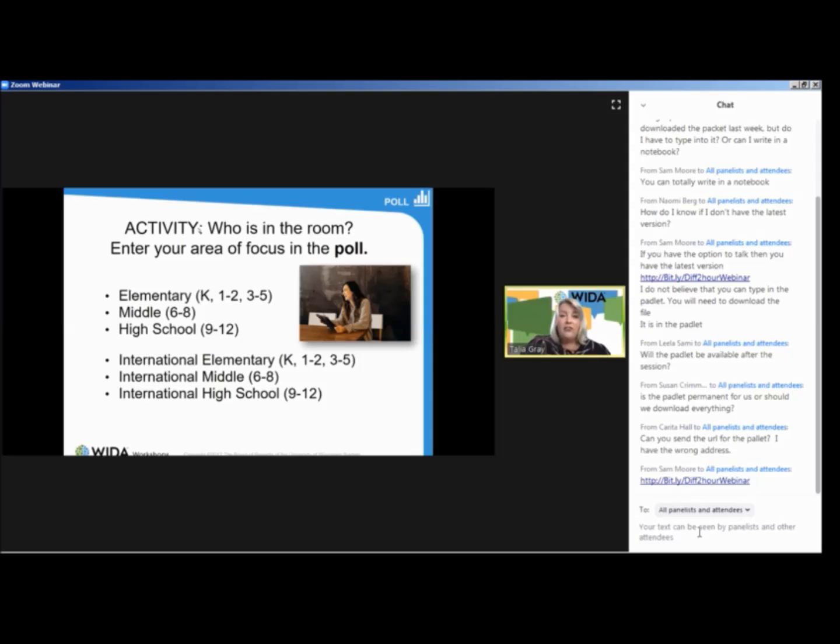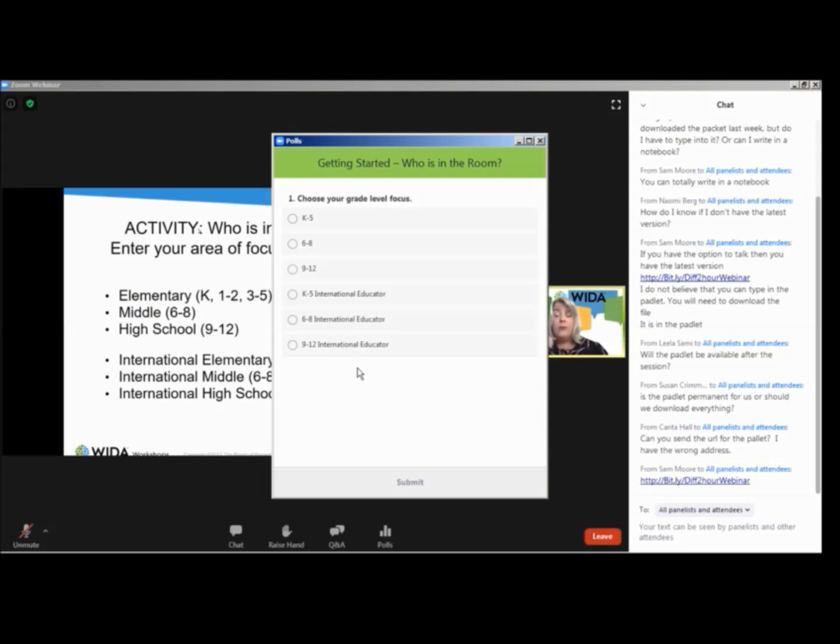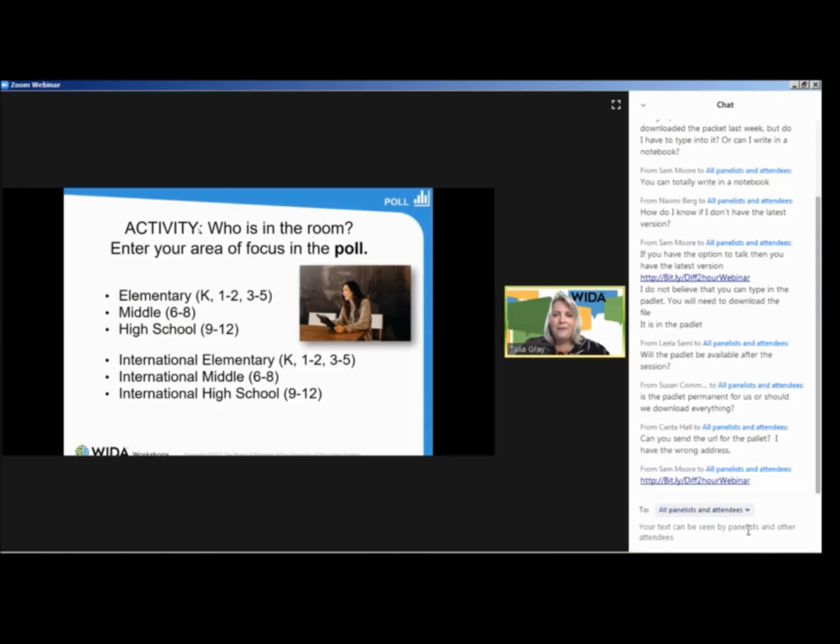So I'm going to go ahead and launch this poll for you guys, and just put in the radio button what your area of focus is, and we'll kind of see where we're all coming from today. This part's so exciting to me. All right, looks like 75% have voted so far. So just take a second and let us know what your area of focus is on the poll here.